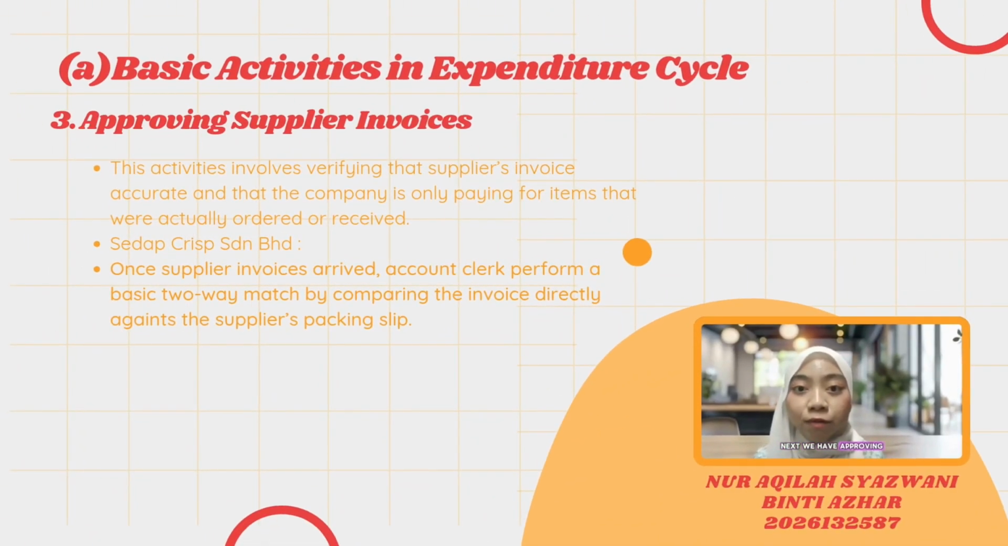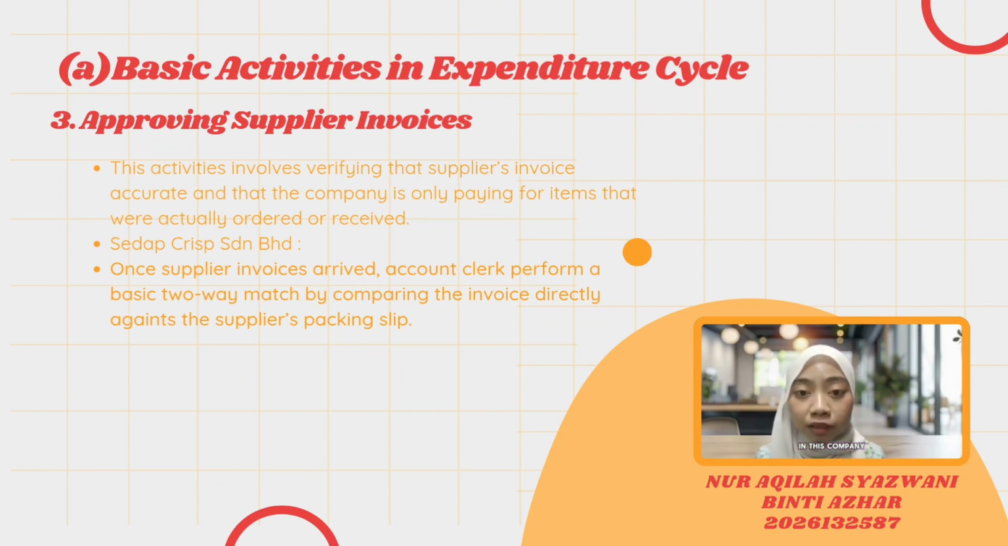Next, we have approving supplier invoice. This activity involves verifying that the supplier's invoice is accurate and that the company is only paying for items that were actually ordered and received. This typically requires a three-way match between the supplier invoice, the original purchase order, and the internal receiving report to create a validated payment voucher.